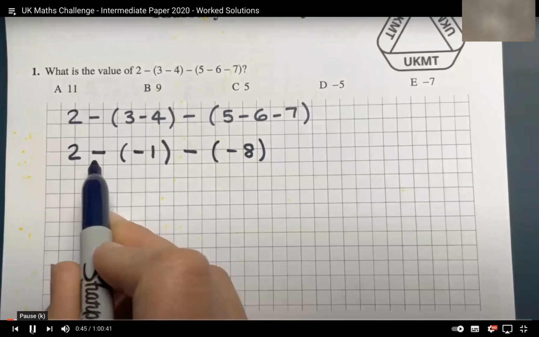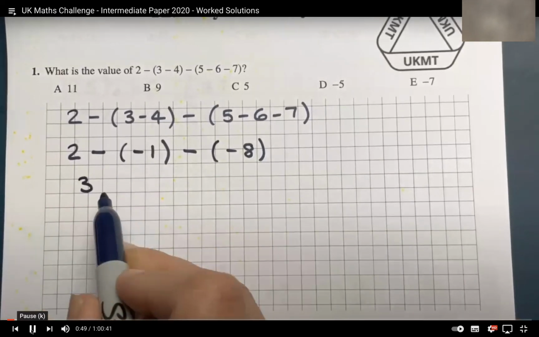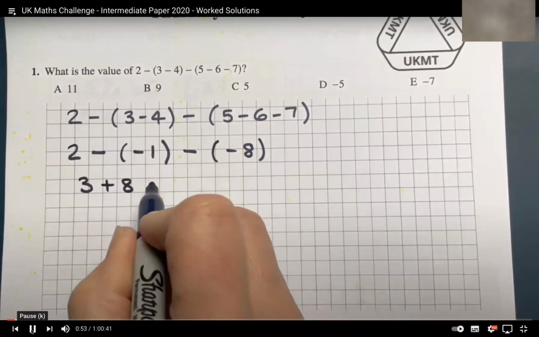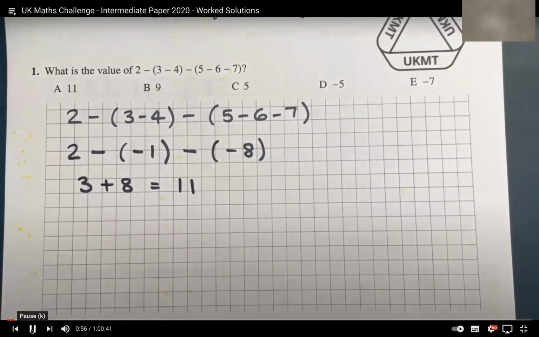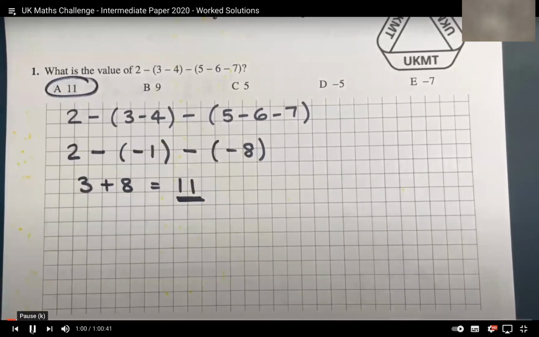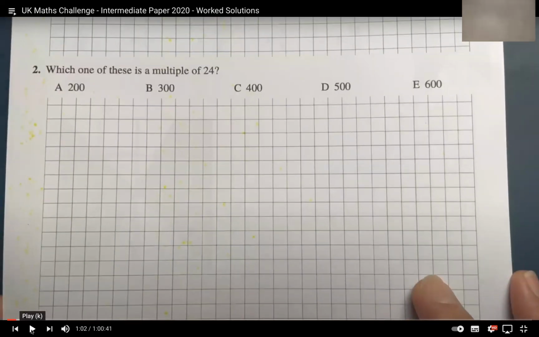I have 2 subtract -1 gives me 3. And then 3 subtract -8 is going to give me 3 plus 8 or 11. So the answer to question 1 is A. Okay, question 2. Good luck.